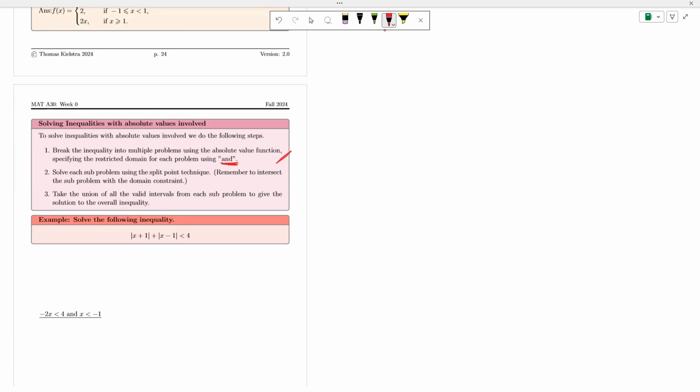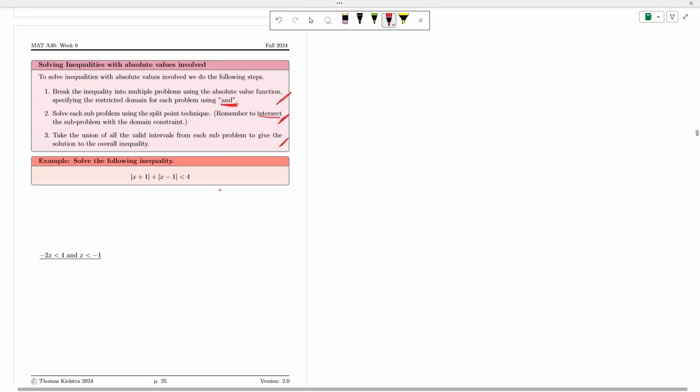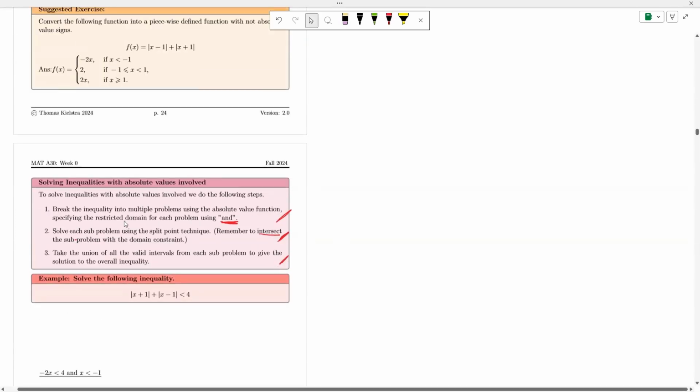Then when we've split it up into multiple problems, we're going to solve each subproblem using the split point technique. Remember to intersect the subproblems with the domain constraint. Once we have solved each subproblem, we're going to take the union of all valid intervals to give the overall solution to our inequality. So here we have |x + 1| + |x - 1|.